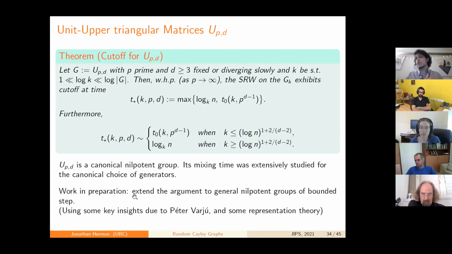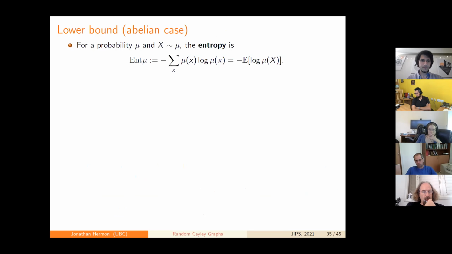But actually, even though we weren't aware of it at the time, a lot of our argument extends to general nilpotent groups of bounded step. And this is really due to observations that were given to us by Peter Varjú. And it's nice that some representation theory comes into the story, whereas in the results that I present today, we don't need to use representation theory. Okay, so I'm going to give you a quick proof sketch in the 5 to 10 minutes that I'll take.